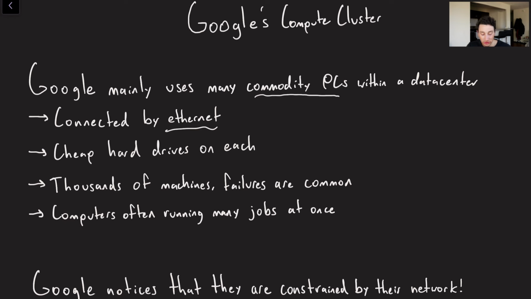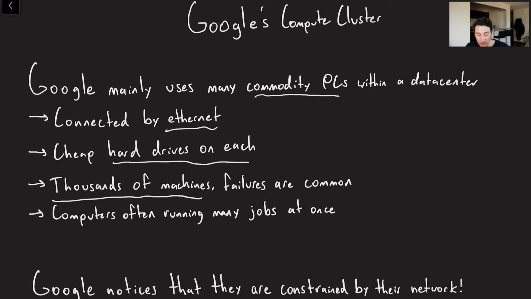You'd have some sort of network switch. They're all using these cheap hard drives as opposed to anything fancy. And because we have thousands of these machines all throughout data centers, failures are common. It's even possible that in theory a full data center could go down, right? It's a similar setting to the Dynamo paper, which was written at a similar time.